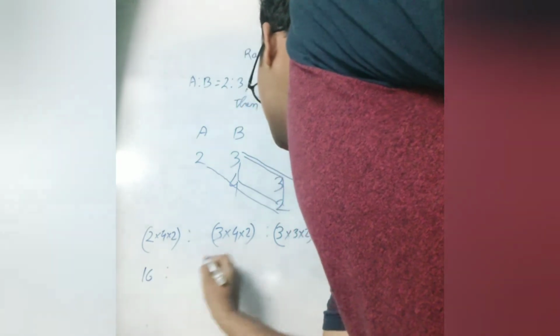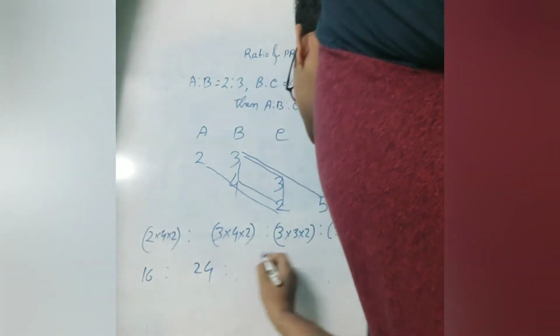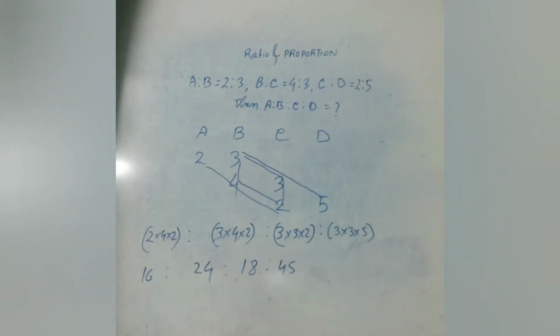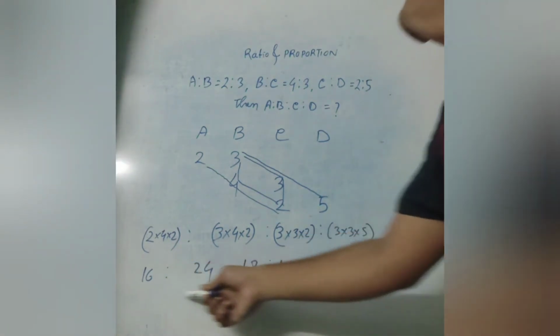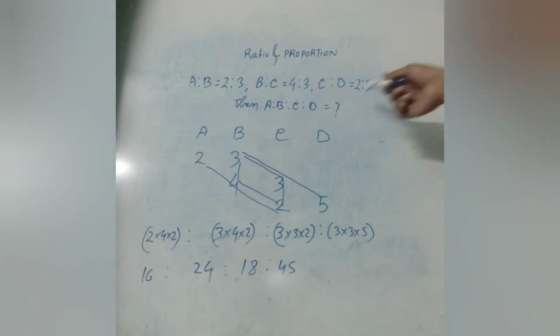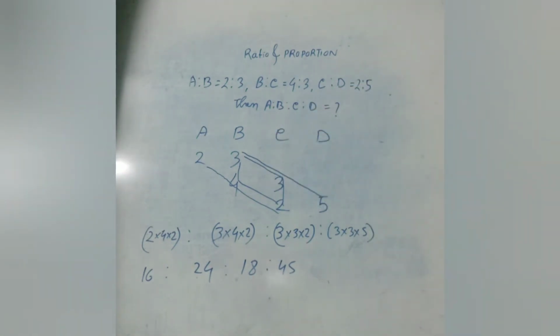16 is to 24 is to 18 is to 45. So this is our answer: 16, 24, 18, 45. These numbers are not divisible by the same number, that's why this is our answer. Another one is for A, B, C, D, E. Now go for the 5th term.